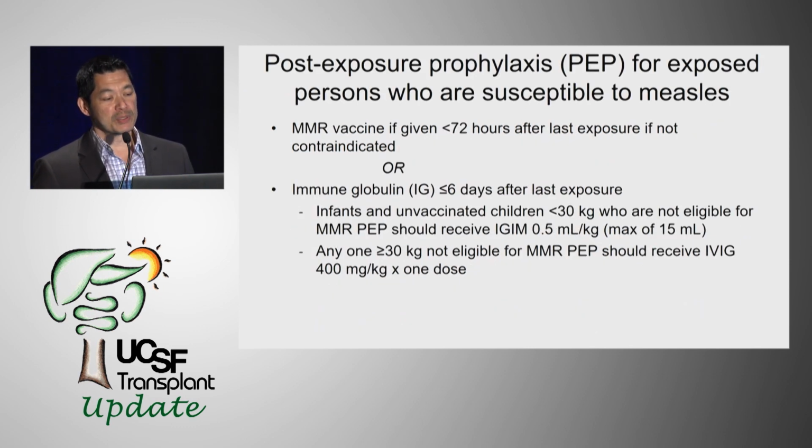So let's talk about post-exposure prophylaxis for exposed persons who are susceptible to measles. You have 2 choices. One is you can give the MMR vaccine if given less than 72 hours after the exposure, if not contraindicated. And it's contraindicated in kidney transplant patients generally. Or you can give immune globulin or IVIG less than 6 days after the last exposure. So you have some time frame in which to make this intervention.